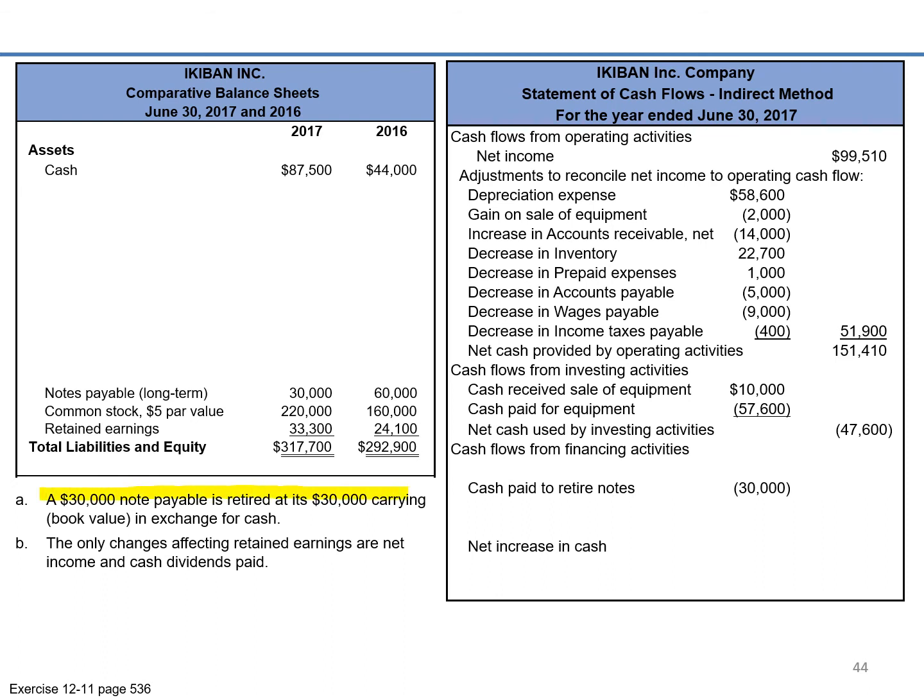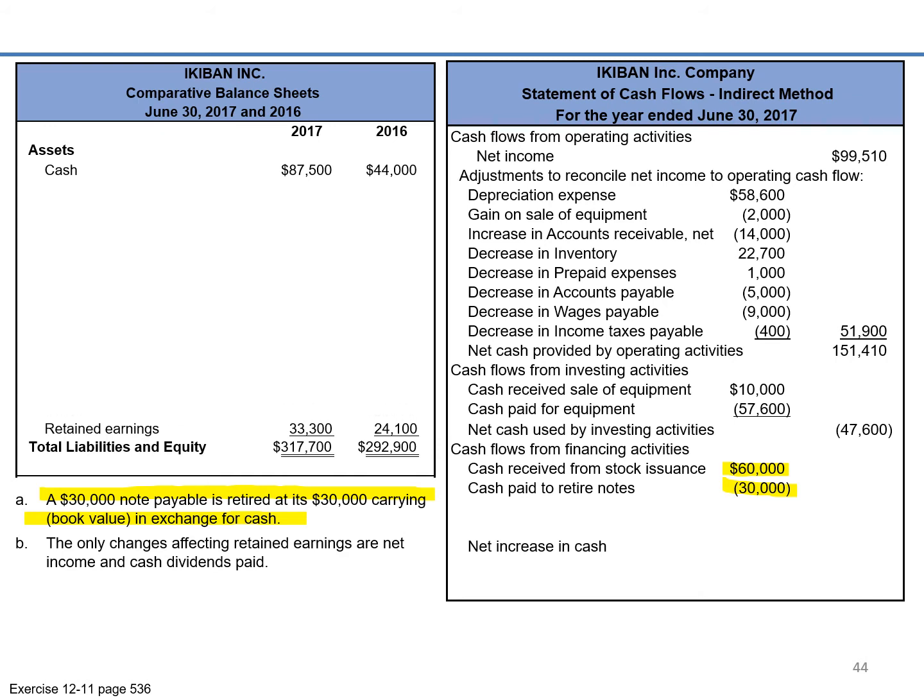But in letter A, they tell us that it was retired at 30, its carrying cost, in exchange for cash. So we have a reduction of 30. And then the only changes affecting retained earnings are net income and cash dividends. So we know that our change in stock issuance was an increase of 60, from 160 to 220. So we issued stock, which means we got cash, so that's an increase of 60.